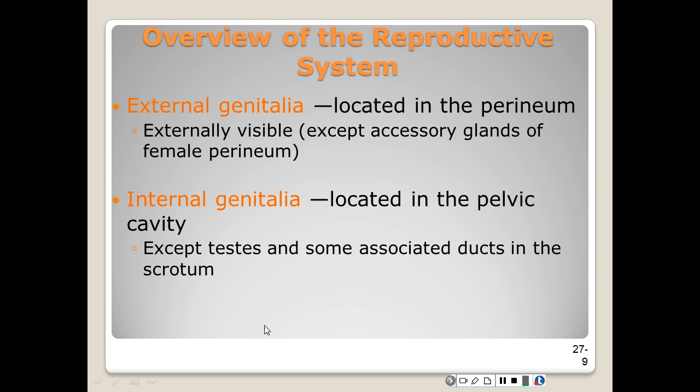Now according to location, the reproductive organs are classified as external or internal genitalia. The external genitalia are located in the perineum, and the internal genitalia are located mainly in the pelvic cavity, except for the male testes and some associated ducts in the scrotum.